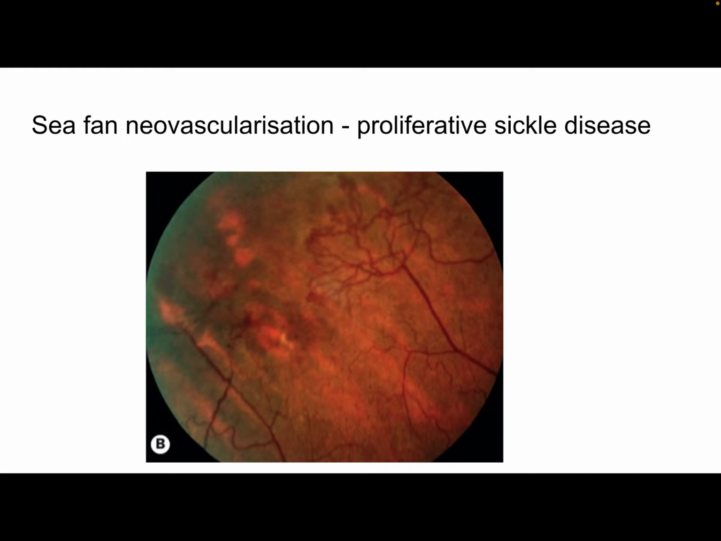Then there is sea-fan neovascularization, which develops at the border of perfused and non-perfused retina. These are new vessels, and they are leaky, so they leak and vitreous hemorrhage occurs. Following the hemorrhage, there will be rhegmatogenous or tractional retinal detachment.